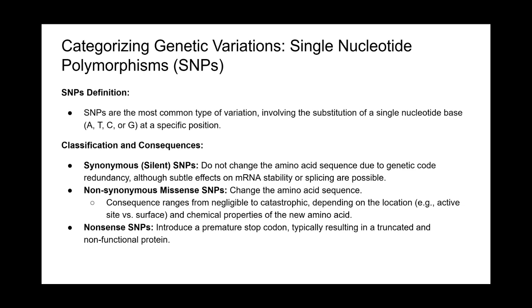For instance, a substitution occurring in a critical active site residue is more likely to impair the protein's function than one on the surface of the protein. Conversely, nonsense single nucleotide polymorphisms involve a nucleotide change that introduces a premature stop codon. This leads to the production of a truncated protein that is usually non-functional, potentially impairing the protein's overall activity.